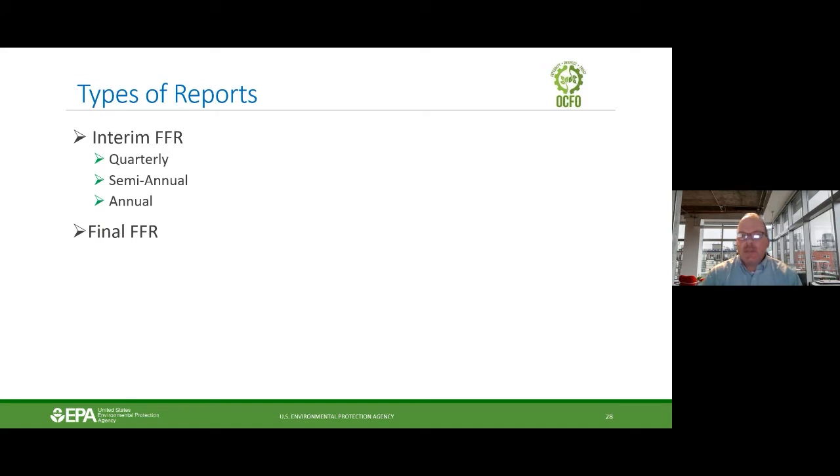So we're going to discuss a little bit about the interim report, and then we're going to go a little bit more in depth into the final FFR and the requirements of that form. So the interim FFR is submitted either quarterly, semi-annually, or annually. How you determine when to submit your interim FFR is going to be in the terms and conditions of your award, okay? The final FFR is always submitted based on the budget period end date of your award. Next slide, please.